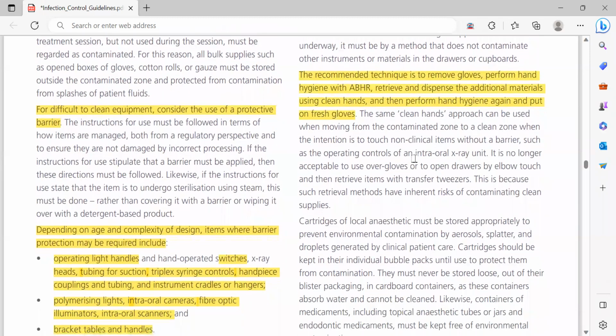So this is the technique. If you forgot something and you remember it in between the appointment, or you need something else that your assistant hasn't dispensed before, she needs to remove her glove, hand sanitize, take the material out, then again hand sanitize, and then put on a fresh glove.